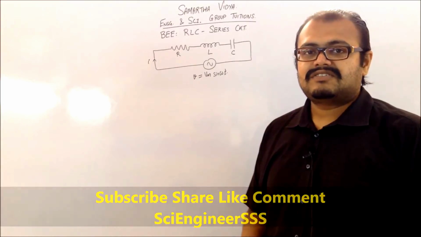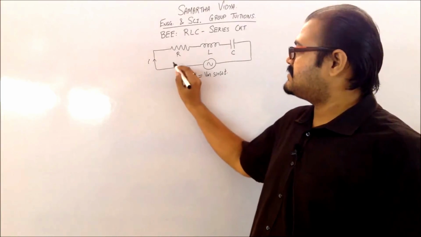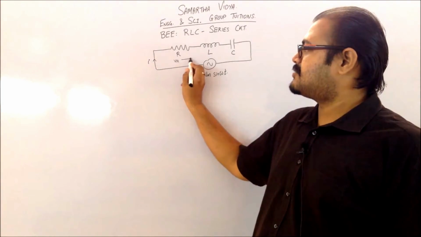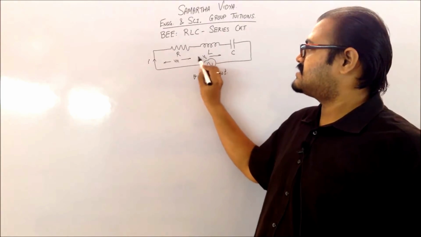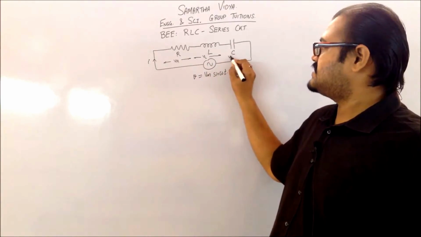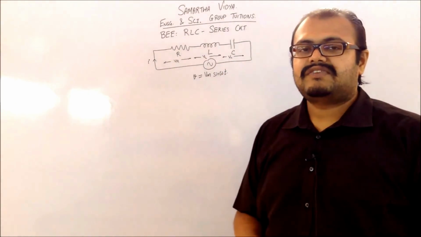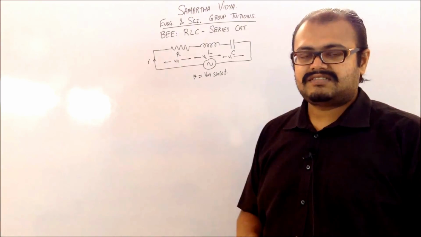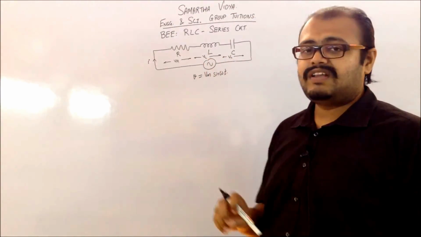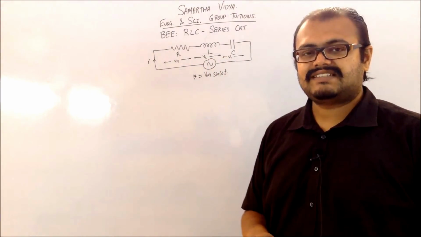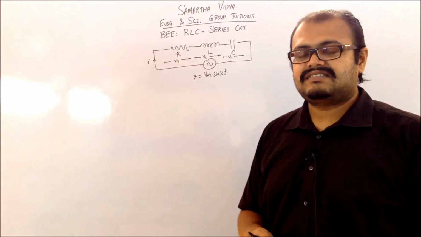Because of this flow of current, there will be some voltage drop across each of them. Let us name them VR, the voltage drop across the resistor, VL, the voltage drop across the inductor, and VC, the voltage drop across the capacitor. Now you have to keep in mind that we are dealing with phasors here, so the addition will be done in phasor format. Phasors are basically vectors, so it is going to be vector addition.